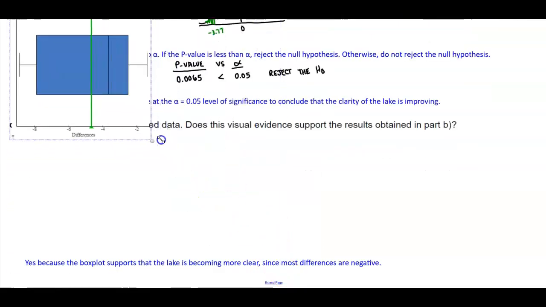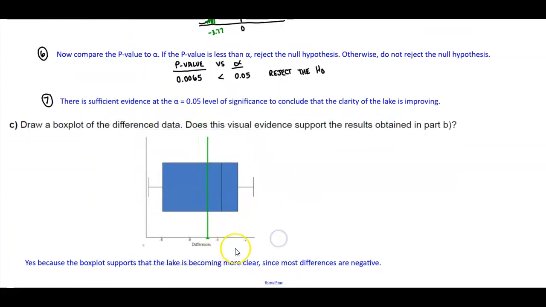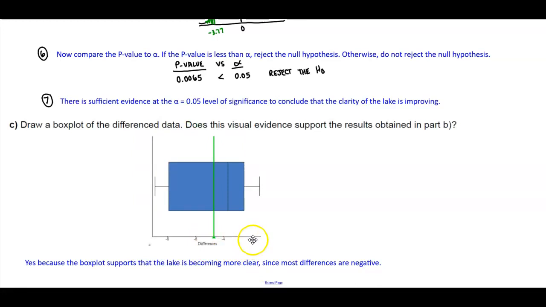Okay, so let's take a look at the box plot. Well, if you take a look at the box plot, you can see that all the numbers in the box plot are negative. Here we have -2, -4, -6, -8. So, does this visual evidence support the results obtained in part B? Well, we say yes, because the box plot supports the lake is becoming more clear since most differences are negative.